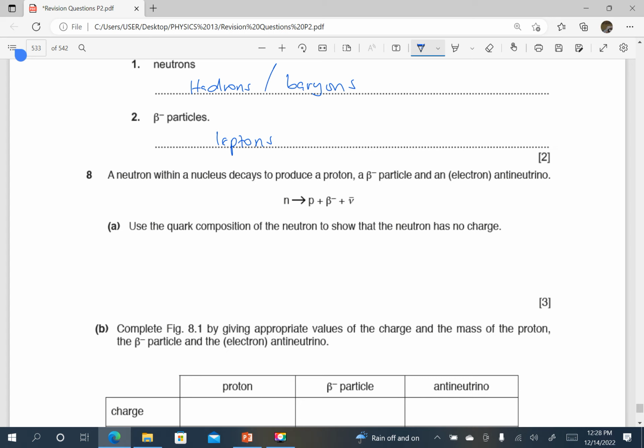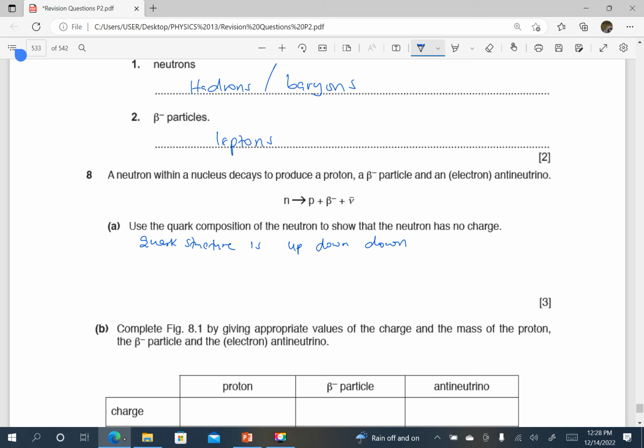Use the quark composition of the neutron to show that the neutron has no charge. So, quark structure. The quark structure is up, down, down for a neutron. Up, down, down. That is the quark structure. Or just write UDD.